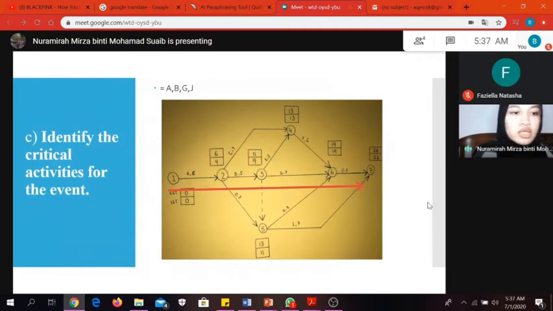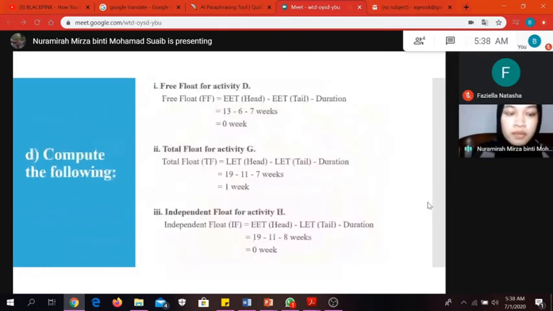Next question is identify the critical activities for the event. So the answer is A, B, G, J. How we get the answer is by looking at the straight line in the middle of the activities line, which is not number 1, 2, 3, 6, and 7. So the critical activities are A, B, G, and J. Okay, I pass to the next presenter, Nur Fazila Natasha.